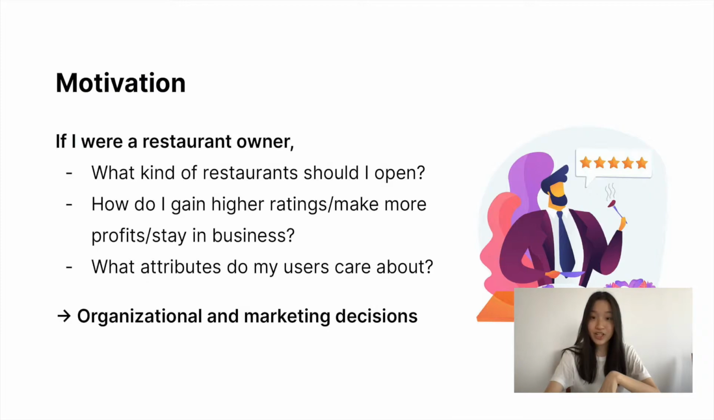So the large motivation behind our project is that we want to consider the scenario where if I were a restaurant owner, I want to know what kind of restaurants I should open. How do I gain better ratings, make more profits, or even just stay in business? What attributes do my users care about? We want to look at things such as different restaurant types, topics people mention in their reviews, etc. to help restaurant owners make better organizational and marketing decisions.